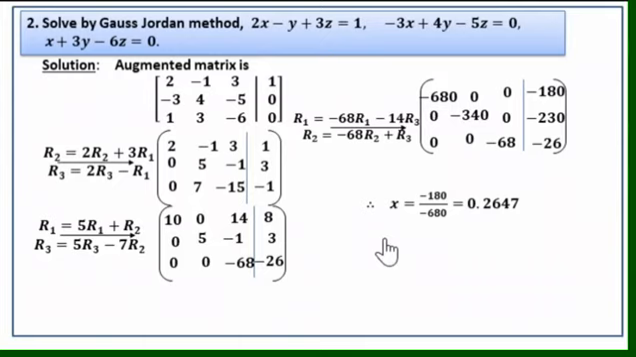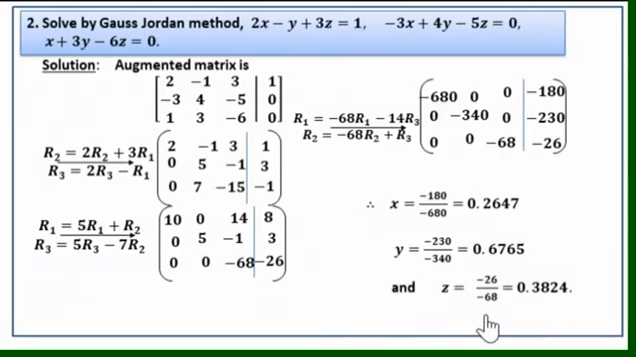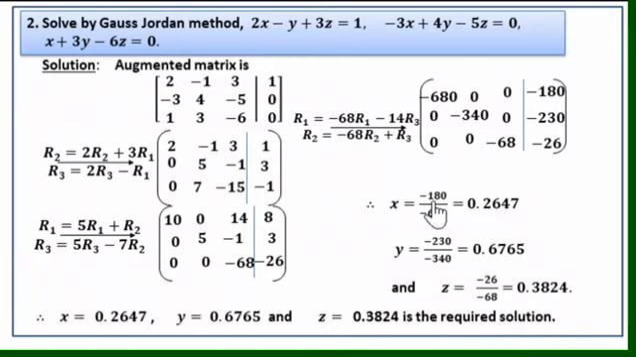Therefore, from the first equation we have -680x = -180, or x = -180 by -680, which equals 0.2647. And from the second equation, -340y = -230, so y = -230 by -340, 0.6765. And from the third equation, -68z = -26, that is -26 by -68, 0.3824. Therefore, the required solution is x = 0.2647, y = 0.6765, and z = 0.3824. Thank you.